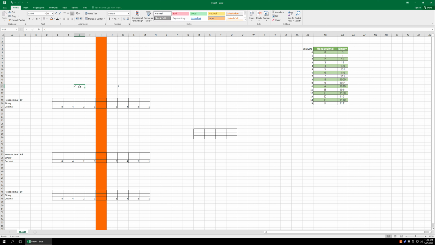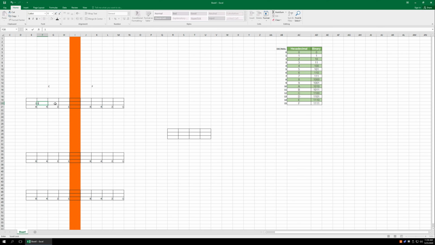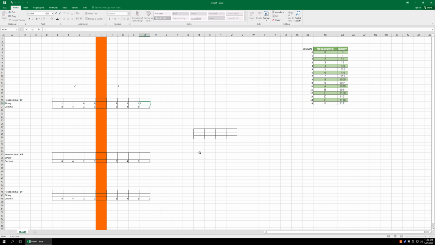Now, looking at C here, we can tell that C is going to be a decimal value of 12. We can also see that we have a little bit of assistance here by seeing that it's going to be 1, 1, 0, 0, and F will be 1, 1, 1, 1. Now, that's the binary representation of the hexadecimal value, CF. 1, 1, 0, 0, 1, 1, 1, 1.